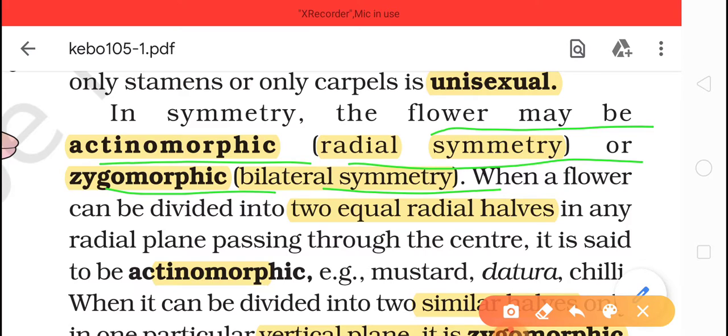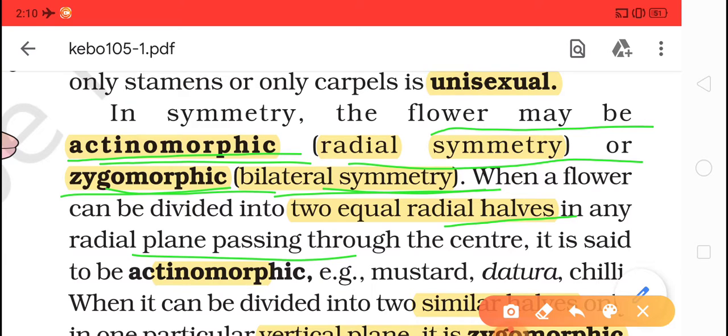Do you know what is radial symmetry? Radial is when the flower is cut into two equal parts by any plane. So this is radial symmetry. And those flowers that can be divided into two equal halves by one plane only, this is bilateral. So the radial symmetry is found in actinomorphic flowers, and the bilateral symmetry is found in zygomorphic flowers.